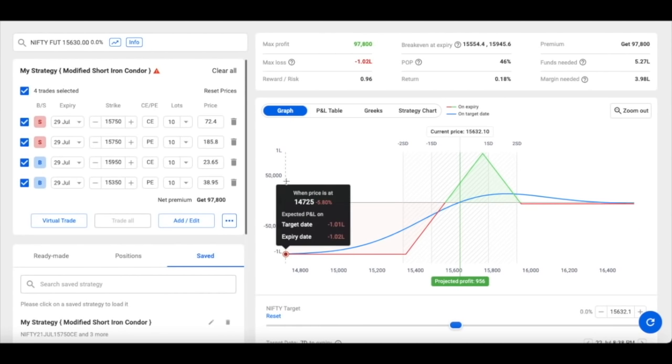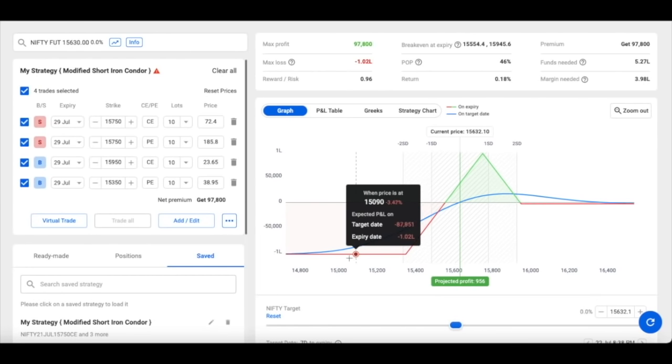You must be thinking, how can a strategy be fruitful if the reward to risk is low? Patience, fellas. In the next few minutes, I will show you the backtesting of this strategy, and you will come to know how superior this strategy is compared to the other two non-directional strategies.